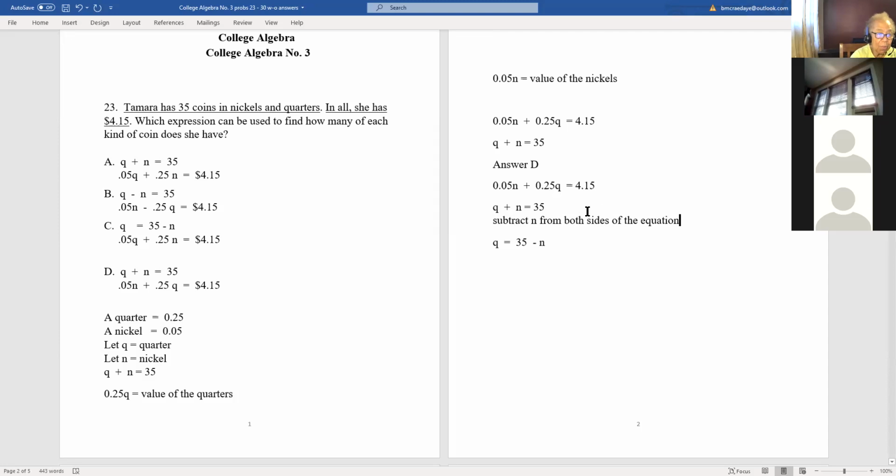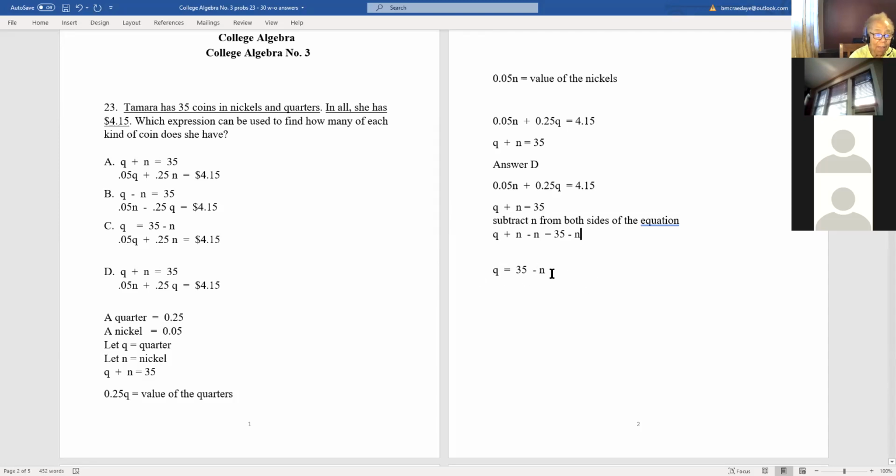Okay. So that means when you do that, let's actually do it. Okay, so q plus n is 35. I'll just copy that and then we'll subtract the n. Okay, I put this here. Now subtract n, minus n, and subtract n over here. Minus n. And plus n minus n is 0. So you get q is 35 minus n.